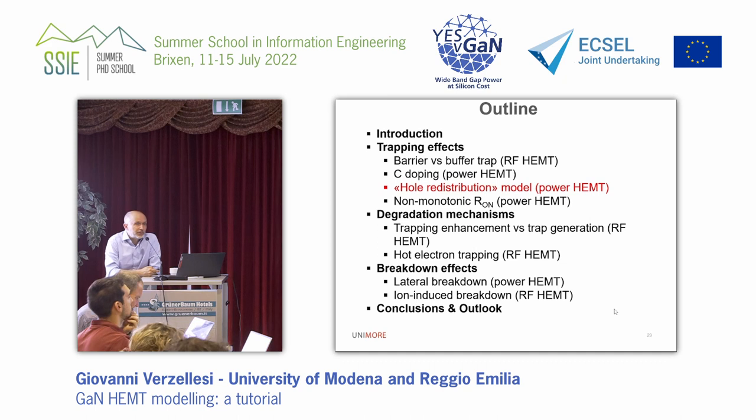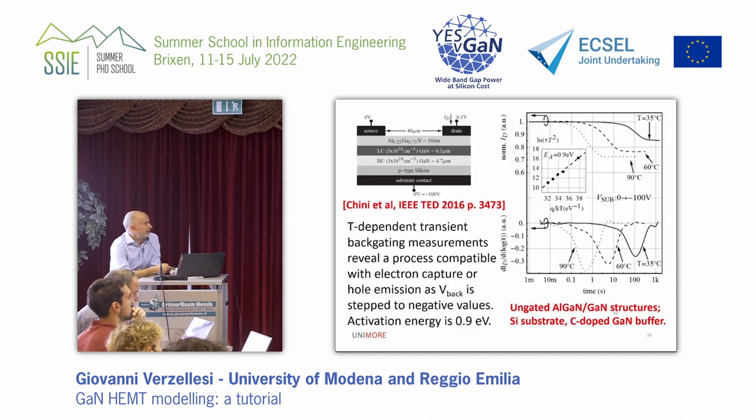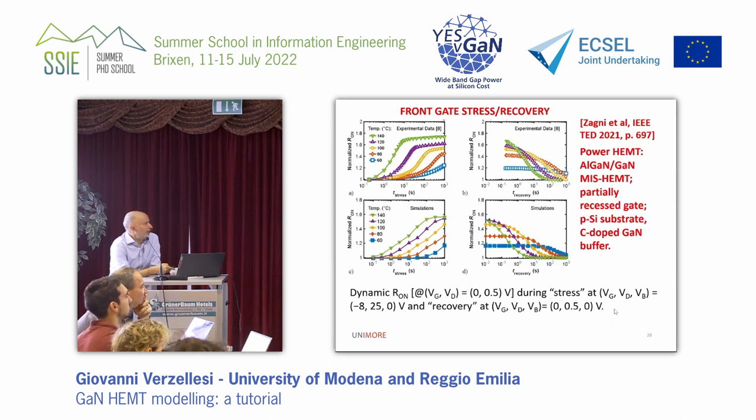Okay, carbon redistribution model. So now we are going to address current collapse and dynamic Ron degradation related to carbon doping. And we have for these effects an explanation that we call the carbon redistribution model. I will skip the first two episodes of this series, and I will go to the last paper where we published what we believe is the final explanation for this effect. Final explanation, except for a list of limitations.